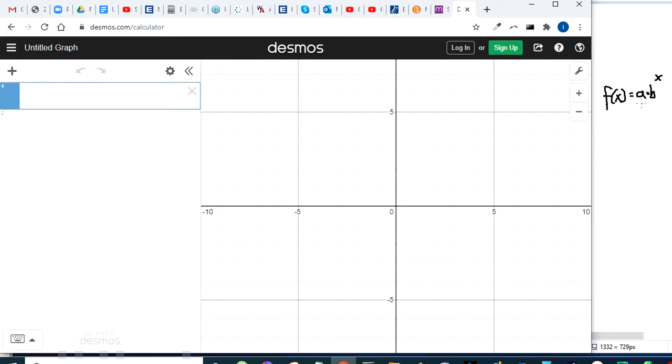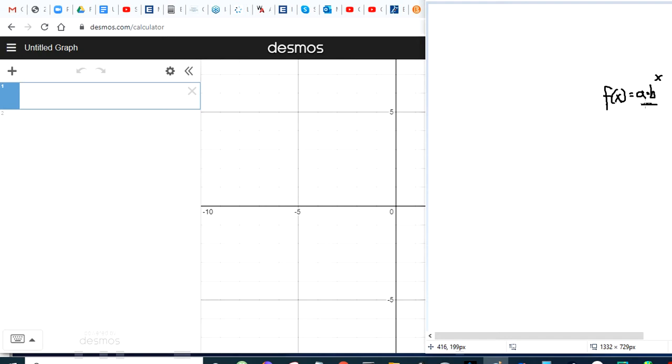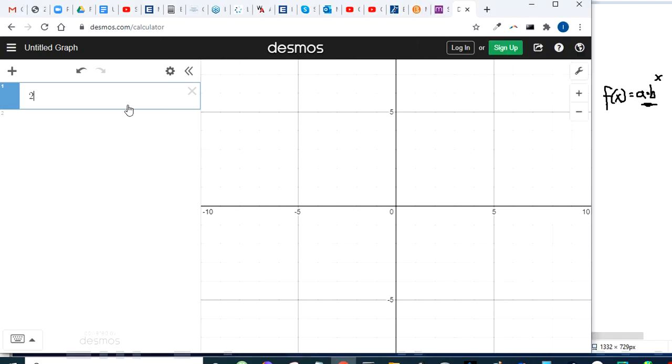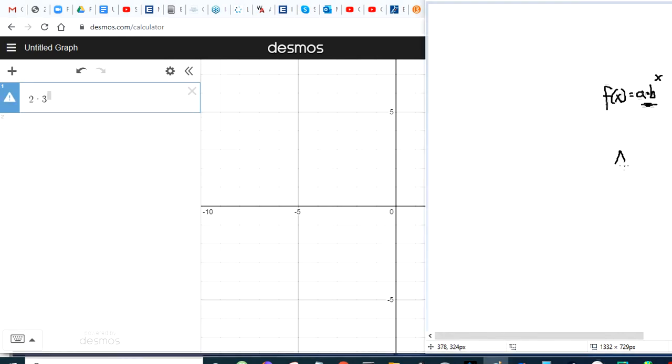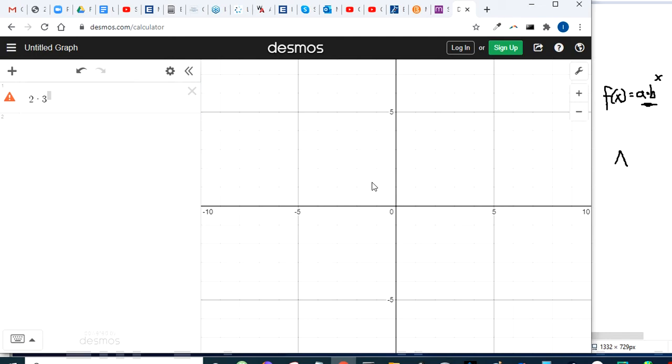To make the function that they're talking about, it's supposed to be some number times another number that's raised to the x power. So just 2 times 3. To get that exponent key, I'm going to hit Shift and then press the 6 key, the button that looks like this on the top part of your 6 key on your keyboard. That gets you an exponent, and we want to put x up there. And so there's a graph of an exponential function.